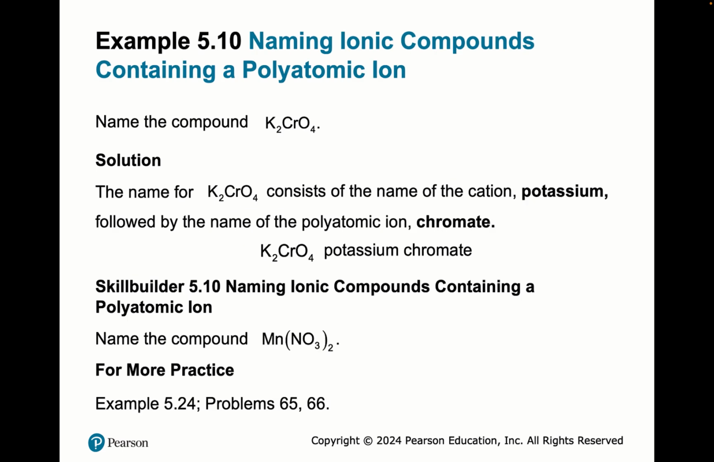So name this polyatomic ion, CrO4, that's chromate. It's a polyatomic ion, and even the potassium is a +1 ion. You would just say the word potassium, and then you just say potassium chromate, and you, as a chemist, would also understand that chromate has a -2 charge.